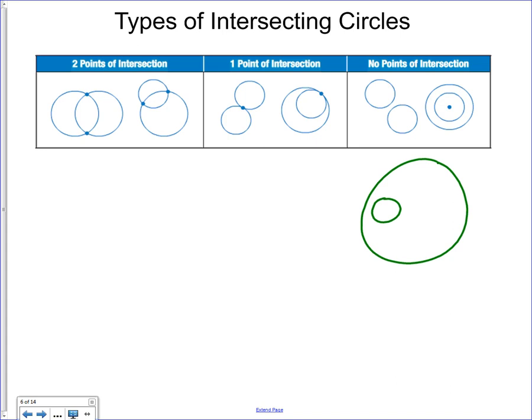The example that they give in the box there are concentric circles. So I just want to make it clear that to have no points of intersection with one of the circles inside, they don't have to be concentric. They can be, but they don't have to be concentric.